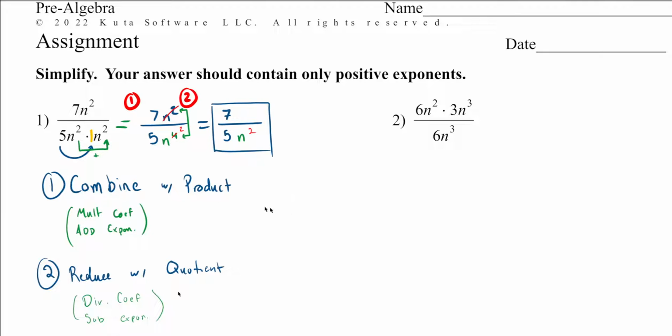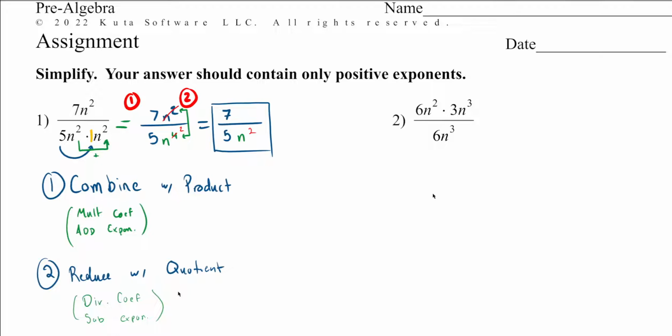So that's all we're doing. It really doesn't get more complicated than that. We just do it over and over and over again until it becomes muscle memory. Combine with the product property, reduce with the quotient property. Let's do another one. And now this is where the practice problems actually start to take effect.